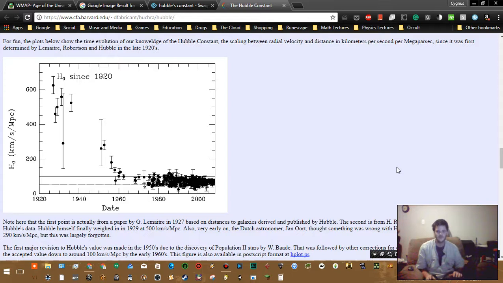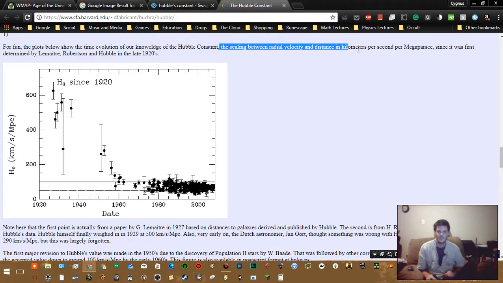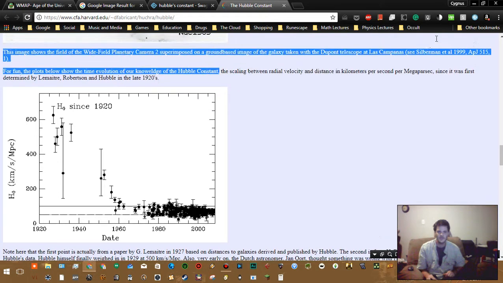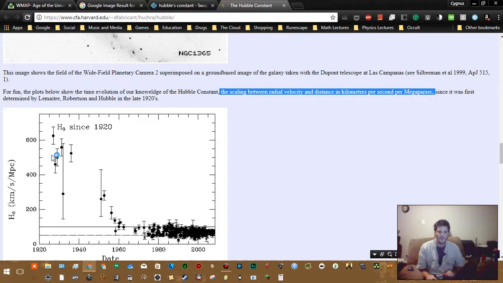Through the magic of recording, I've looked at the Hubble constant. The Hubble constant is what we use to determine the age of the universe. That's because you have the scaling between radial velocity and distance in kilometers per second per megaparsec. So this is what you're looking at here. This map tells you the Hubble constant, in kilometers per second per megaparsec.